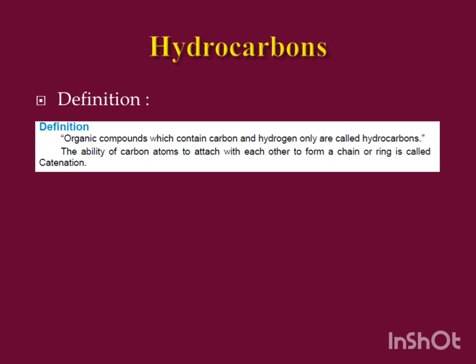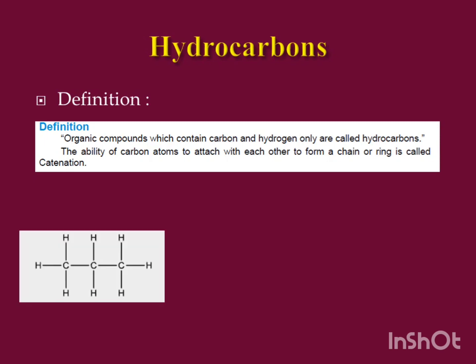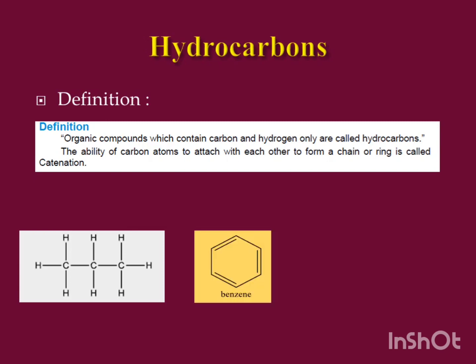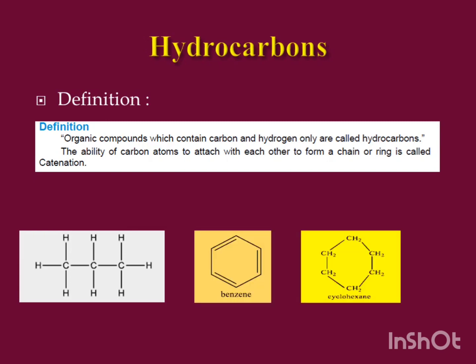Here are a few examples of hydrocarbons. The first one is propane. As you can see, it contains 3 carbon atoms and 8 hydrogen atoms. The second one is benzene. The third is cyclohexane, and both these structures contain carbon and hydrogen only. Therefore, they are called hydrocarbons.